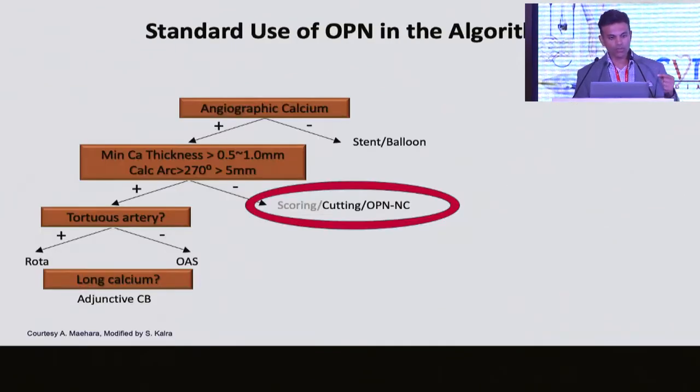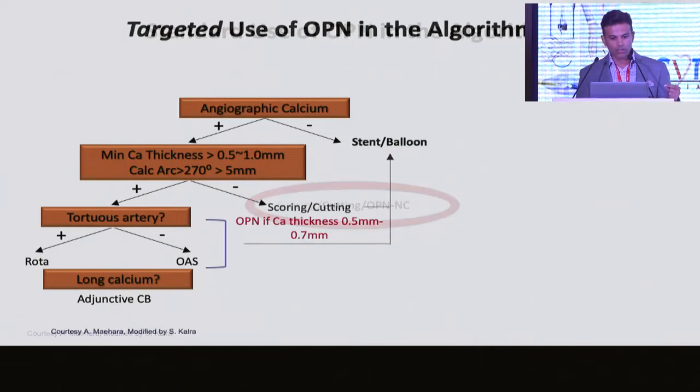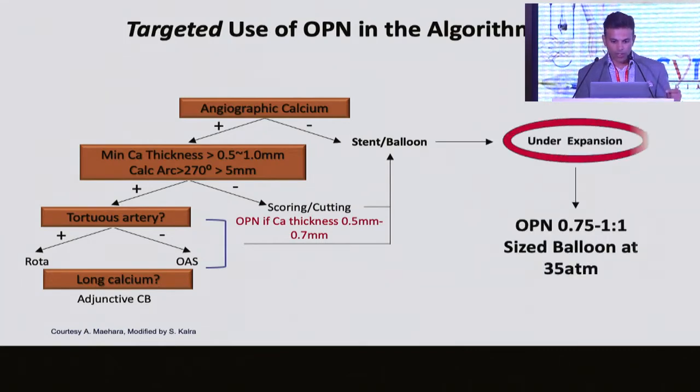So when do you select an OPN? You select an OPN if your calcium thickness is less than 0.5 millimeters on IVUS or 0.5 to 0.7 on OCT, or if you have an underexpanded stent, in which case you take an OPN at 0.75 or 1-to-1 of the vessel size and you take it to town.